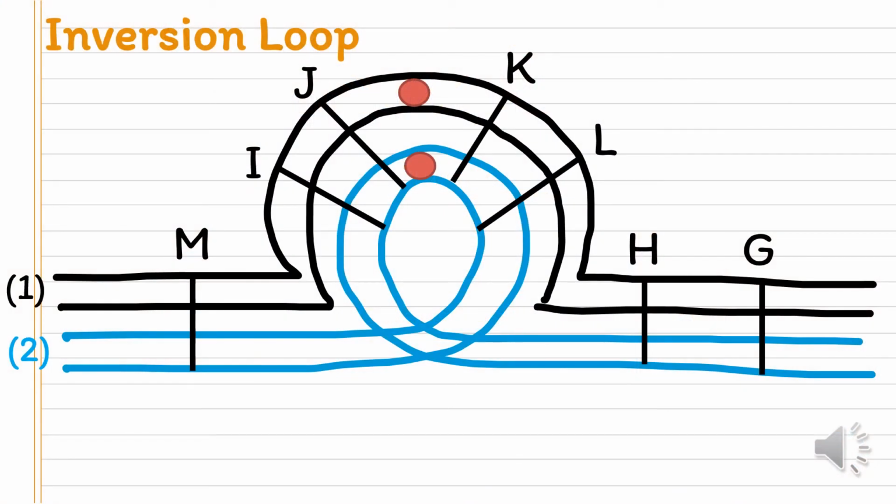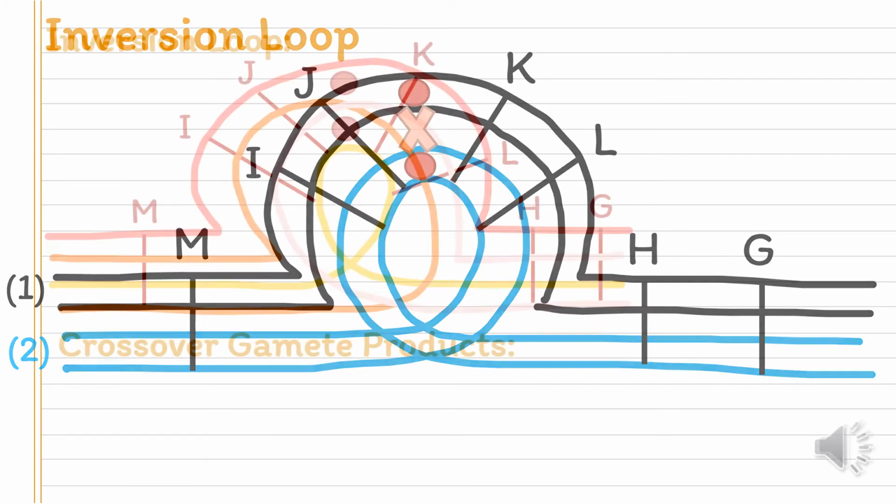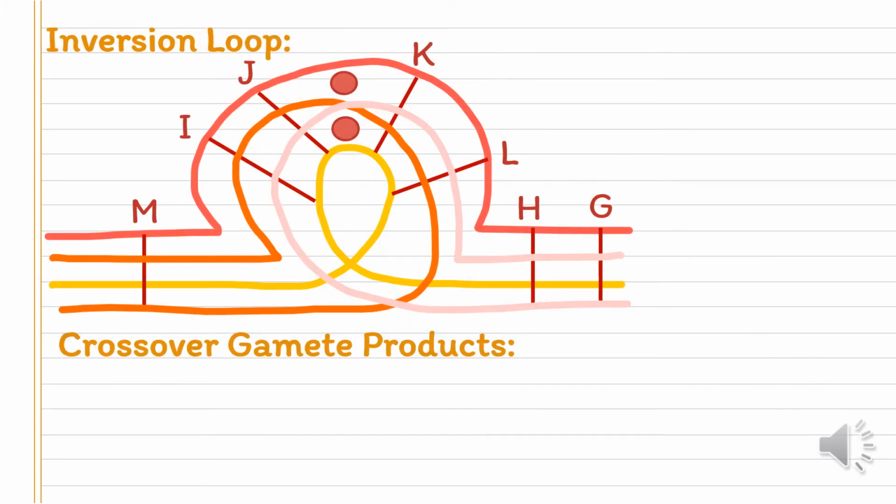What you see here is an inversion loop that forms from an inversion during synapses of chromosomes. The drawing shows our two chromosomes from individual 1 and where the potential crossover between the J and K regions will happen, as represented by the X. Now let's figure out the chromatids that result from this crossover.